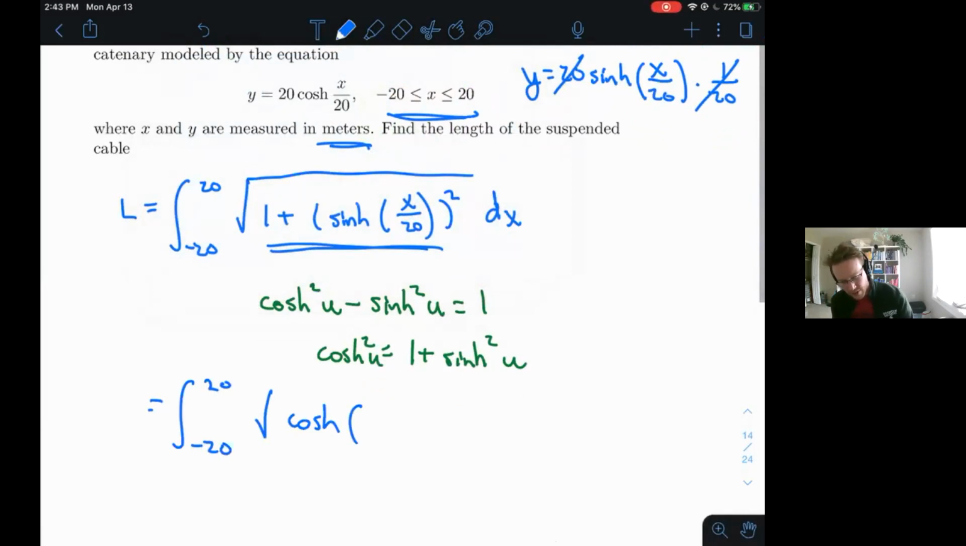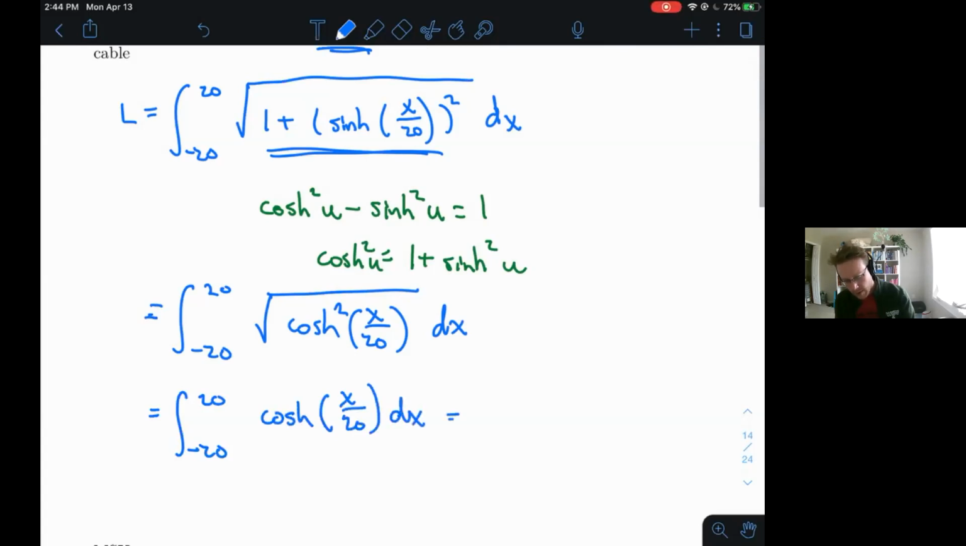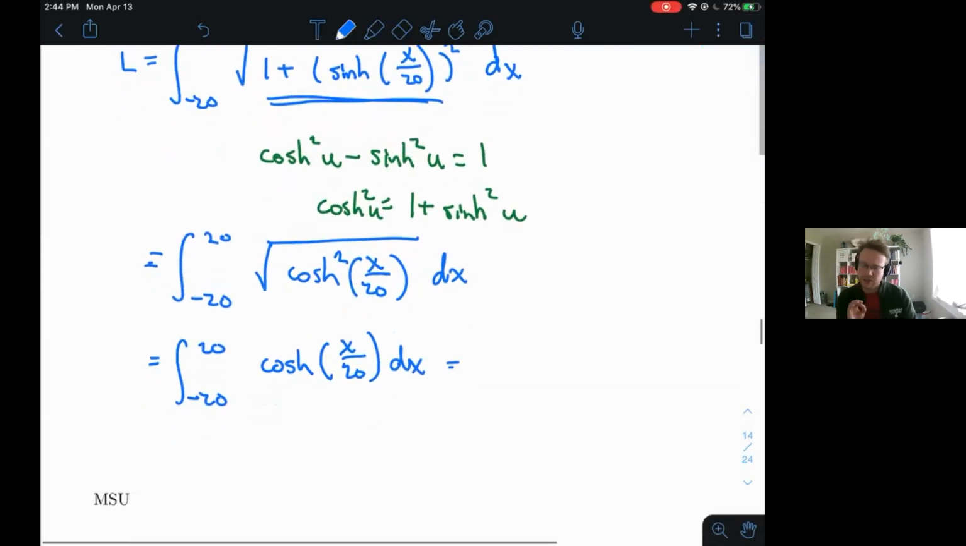So u in this case was x over 20. Hyperbolic sine squared, square root, and there we go. Now again, the square and the square root nicely cancel, and we're left with just hyperbolic cosine of x over 20. Now there's no problem with integrating this. This is really just a small u sub, but you can do a guess and check sort of deal. It's going to be a lot like sinh, hyperbolic sine of x over 20.